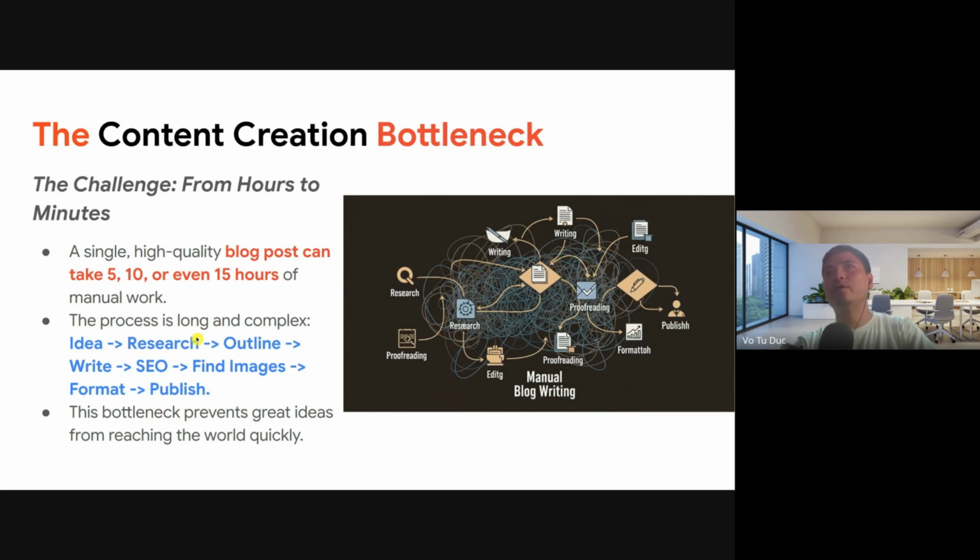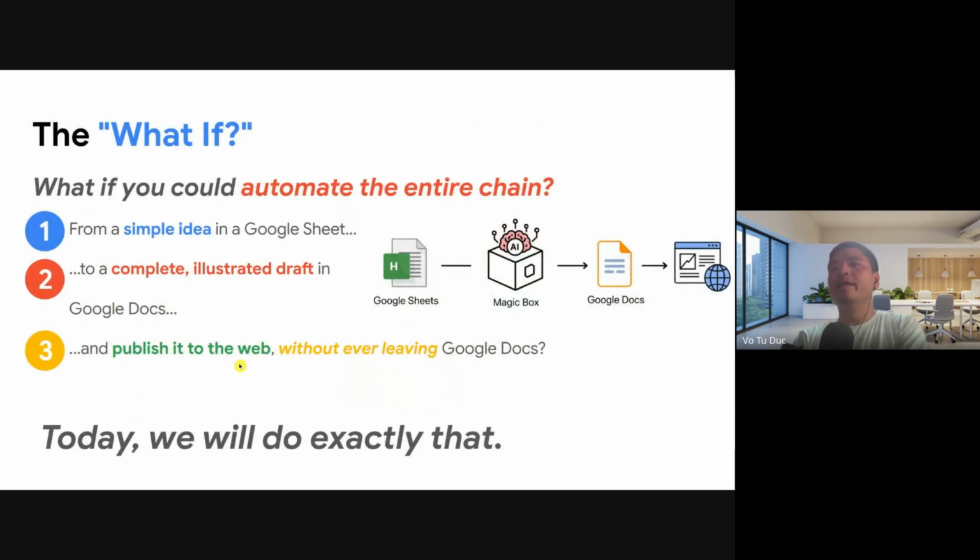So here's the problem. Imagine if we could put a simple idea into Google Spreadsheets, and then AI will do everything for us: develop the detail of our idea, illustrate the image, and even create audio or video, and then we can publish the article from Google Docs without leaving Google Docs. That's what we will do exactly today.